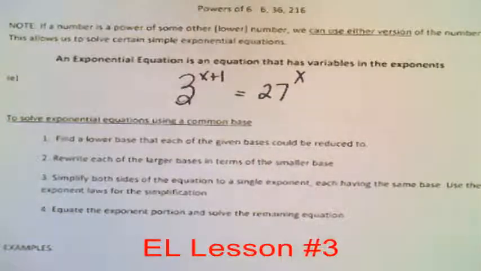Find a lower base that each of the given bases could be reduced to. Now in this case here, they're powers of 3. Sometimes they're powers of 2, powers of 5, or powers of 6. We don't tend to worry about too much more. But once that's done, we rewrite each of the larger bases in terms of the smaller one. In this case, I'm going to rewrite them all in terms of 3. And the left side's already done, so that's good. And that's not always the way. Then you simplify using the exponent laws, and then you solve what's left.